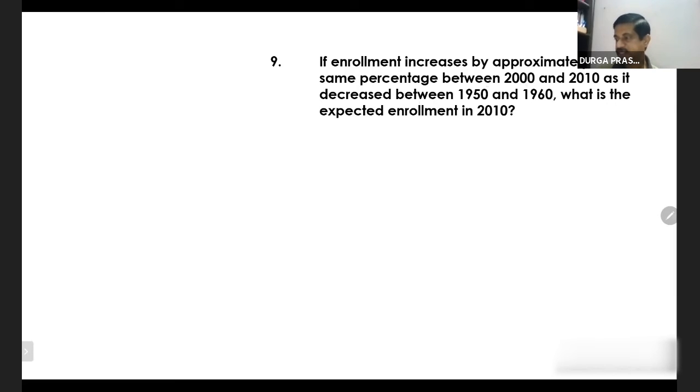If the decrease from 1950 to 1960 was 500, what is it that he said? The same percentage between 2000 and 2010 as it decreased between 1950 and 1960. This is very important. This is the percentage he's talking about, not the number.